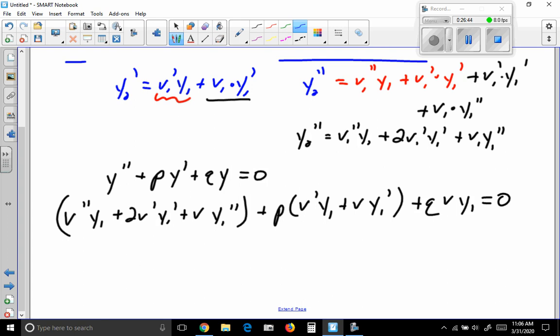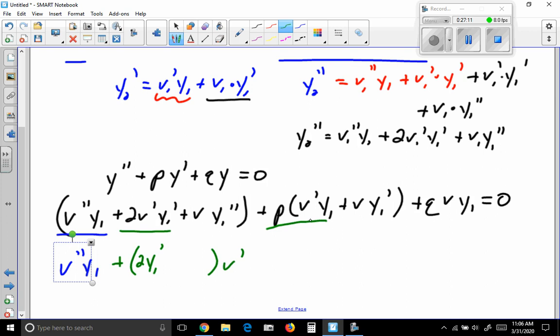So we have a v double prime y1. We have a v prime there. We have a v prime there. So our coefficient of v prime is 2 y1 prime. If we distribute that p, we're going to have a p times y1. So that's our coefficient of v prime.